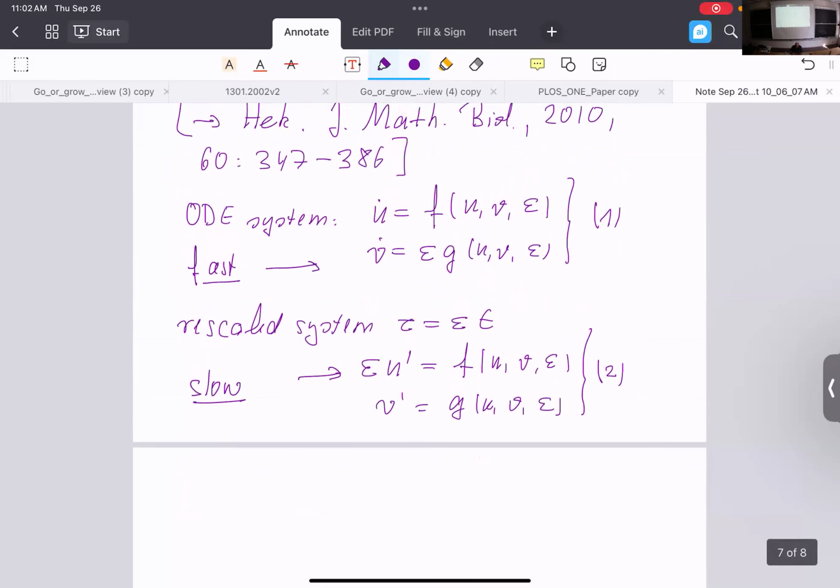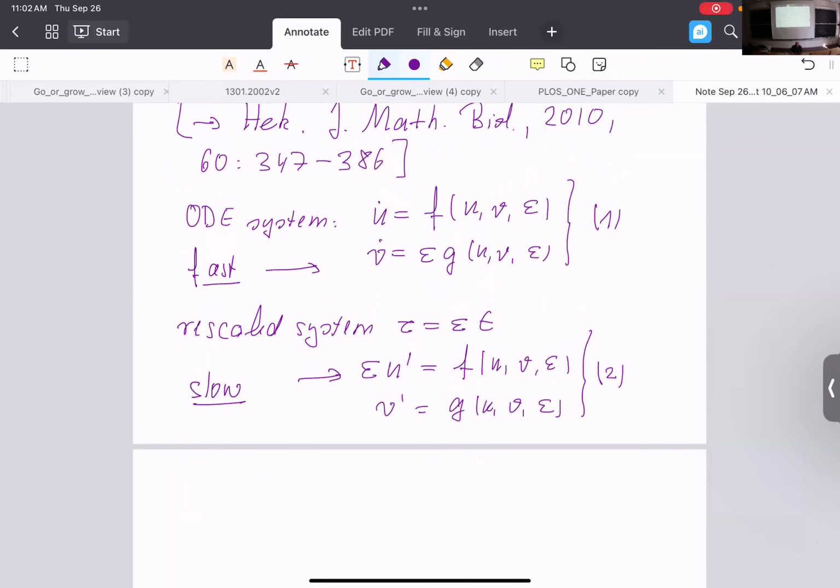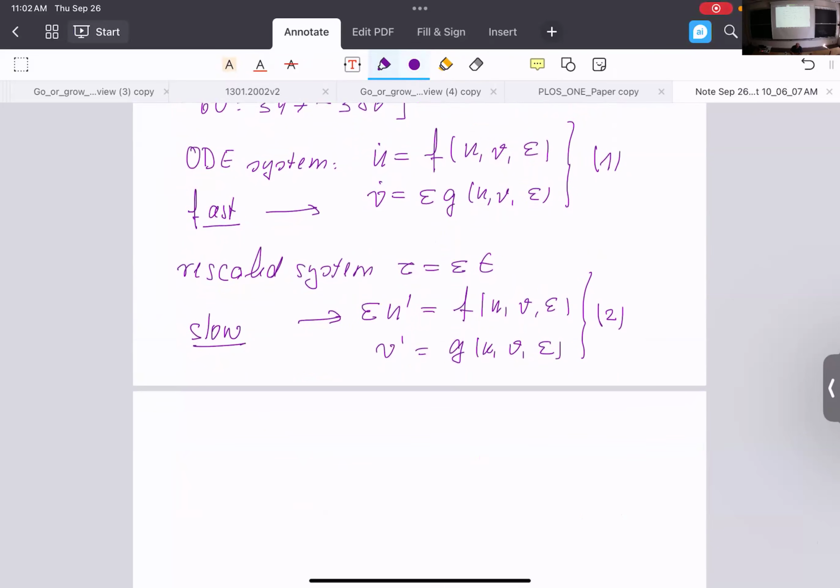So then in either case, we can do this expansion thing again, but it led to the effect that we just get the leading order terms. So then we have leading order fast, just setting epsilon to 0 in the fast system. So we get u dot equals f of u and v and 0, and v dot equals 0.